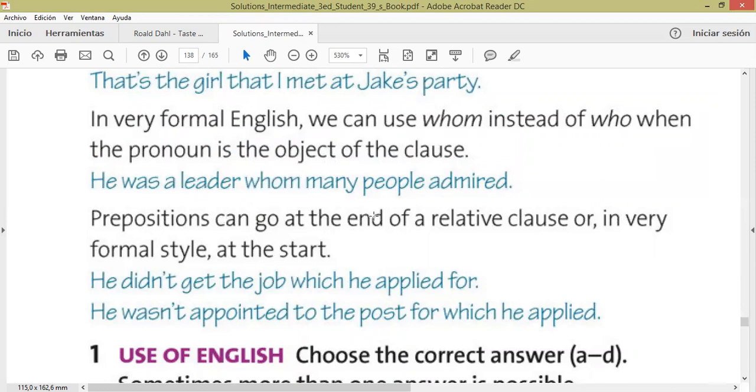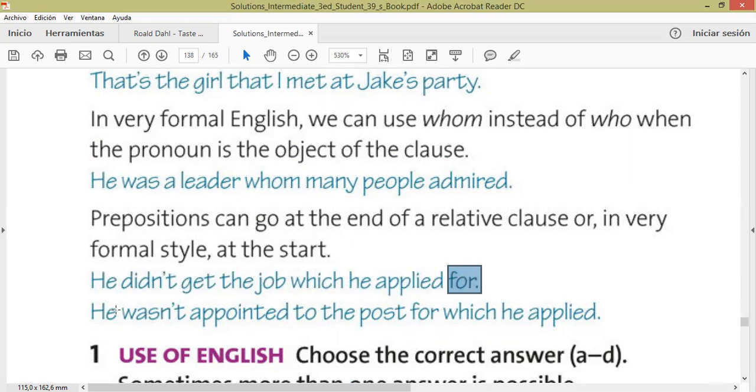Prepositions can go at the end of a relative clause or in very formal style at the start. Let's see the first example. He didn't get the job which he applied for. This preposition is at the end of the clause, which he applied for is referring to the job he applied for. So he applied for the job. In this case, this is the most common use.